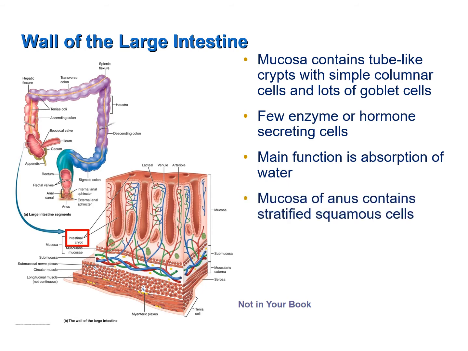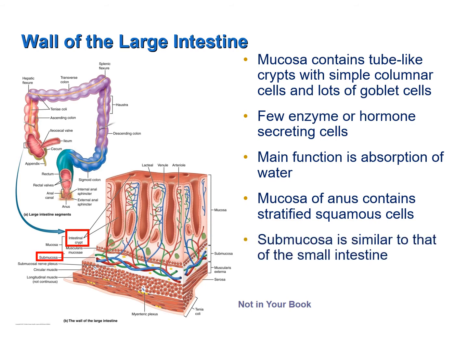In the anus, the mucosa contains stratified squamous epithelium. This is the same type of tissue that is found in the mouth and the pharynx and the esophagus. Stratified squamous epithelium is necessary to withstand the abrasion of stool passage. The submucosa of the large intestine is similar to that of the small intestine. You have your blood vessels, and you also have your lymphatic structures called Peyer's patches.